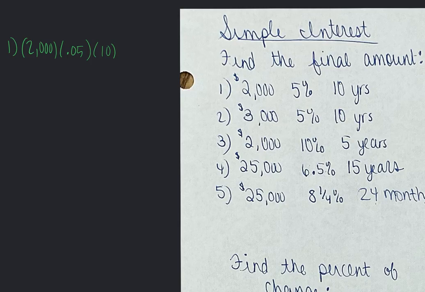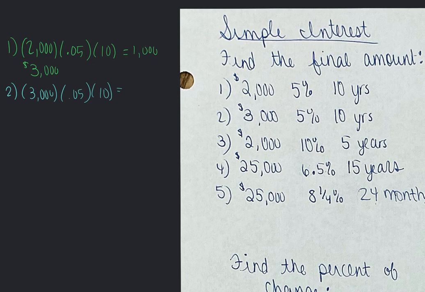You should have typed in 2,000 times 0.05 times 10 for question 1, and that would lead to an answer of $1,000, and then we're going to add it back to the 2,000 to get 3,000 for an answer, because we can see over here I asked for the final amount. So 1,000 is interest plus 2,000 to start with is $3,000.